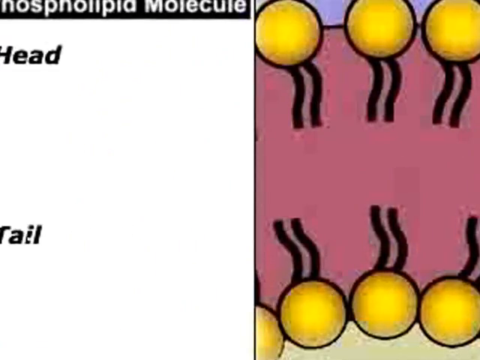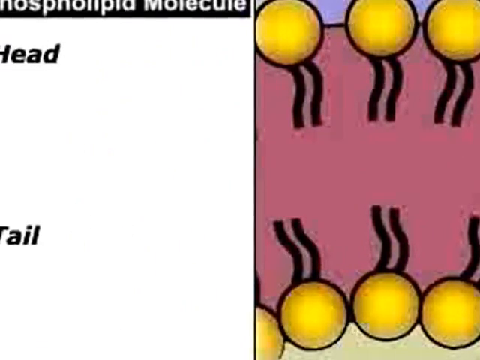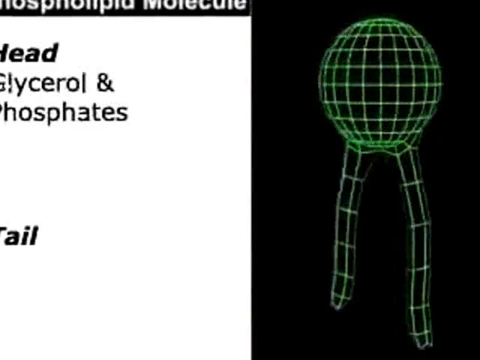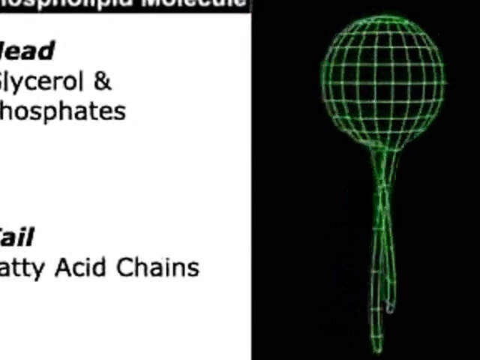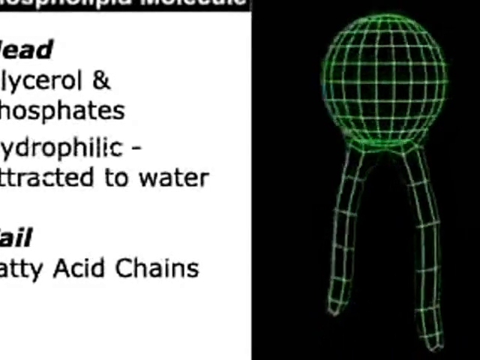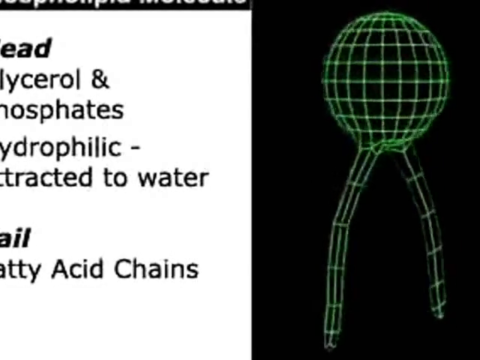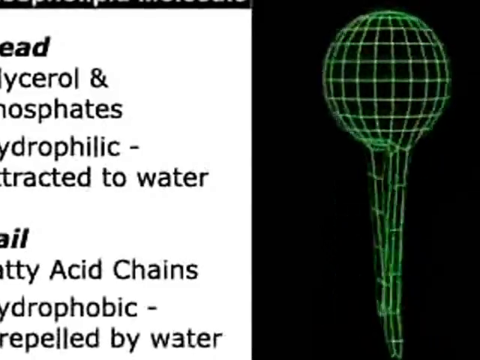The phospholipid molecule is divided into a head region and a tail region. The head region is the glycerol and phosphate group. The tail region is the fatty acid chains. The head is hydrophilic, attracted to water. The tail is hydrophobic, repelled by water.